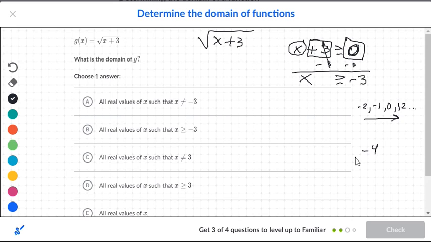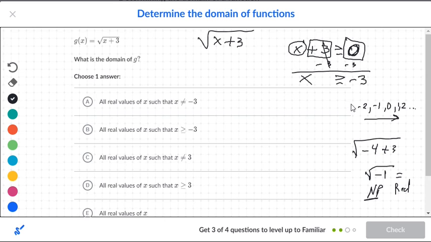See, if I was to use a negative 4 inside here, that'll give me a negative 4 plus 3, and this gives me the square root of a negative number. Well, the square root of a negative number is not possible using real numbers. So this right here is not possible with the real numbers. So you can't go to your left.